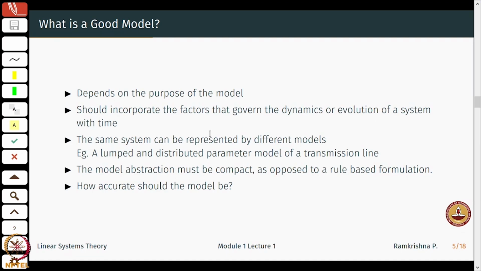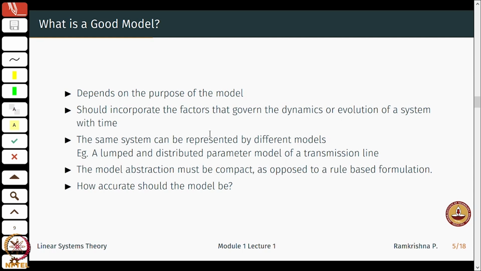So, if I am interviewing you for a job in, say, BHEL, I do not really need to know who your favorite cricketer is or what your favorite restaurant is, right. It doesn't matter. Those questions might matter in some other modeling, maybe on a dating website. Okay, so the model should incorporate all the factors that govern the evolution of a system.